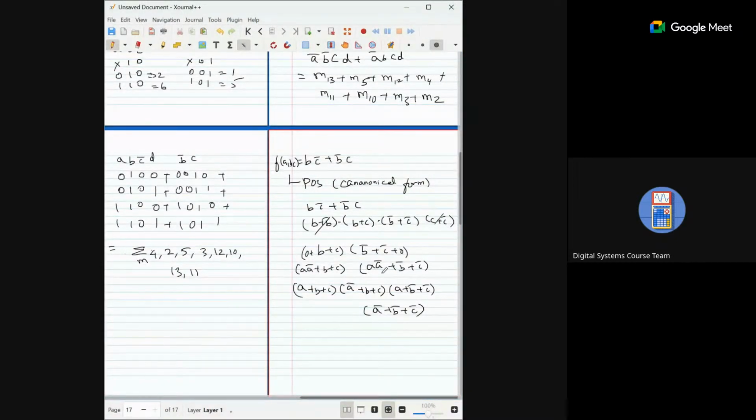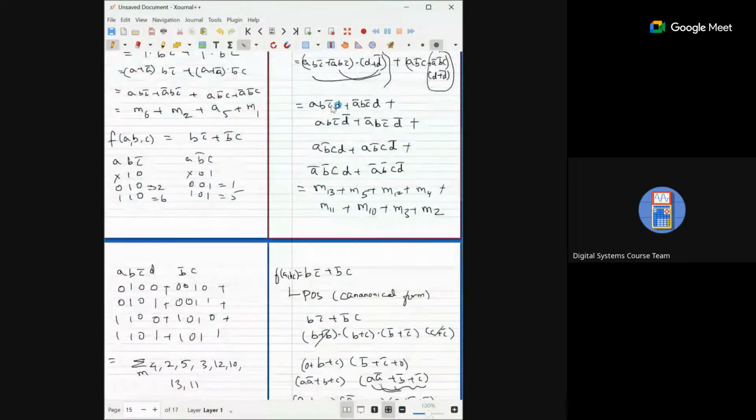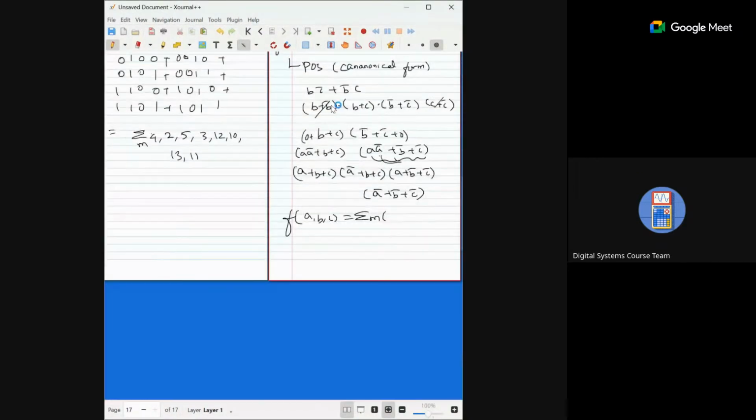Is it fine? How I have written this? A is processed with these things and B bar is processed with these things. Distributed. But we already discussed one method. If I know the function A, B, C as a summation of M, we already defined it, right? What are the values we got? M1, 2, 5, 6. If I want the product of sums, this is capital M of 0, 3, 4, and 7.